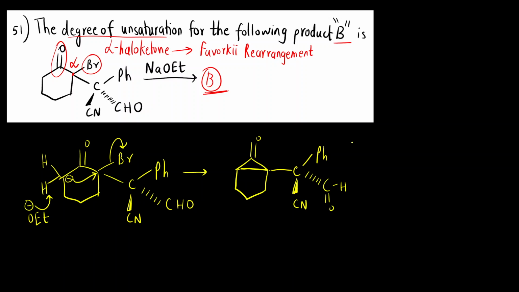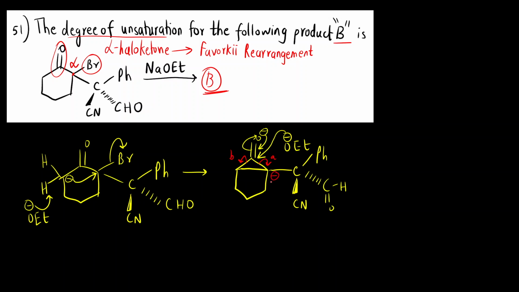Cyanide. So now what will happen? It is an OEt minus. So OEt will act as a nucleophile now. This will break. Okay, this will open up. O minus will come back. Now the question is, which bond will break? Either this bond or this bond. Let's say this is A, this is B.